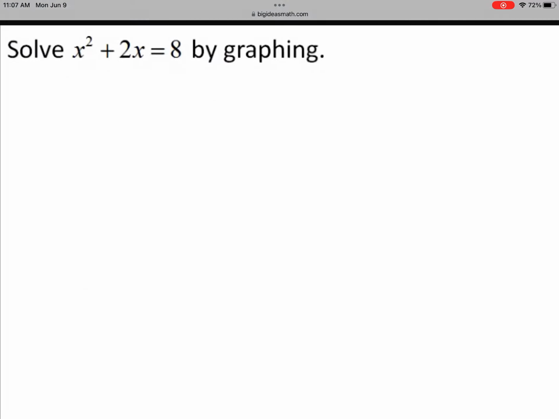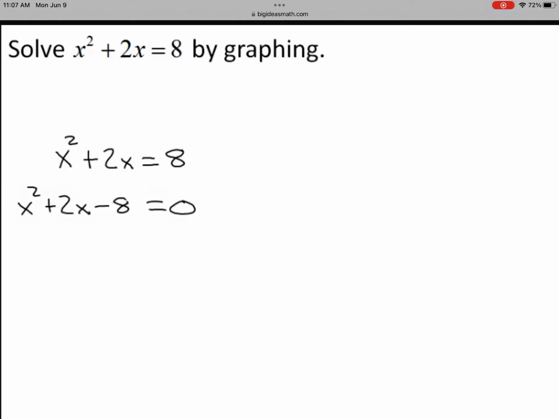Solve x squared plus 2x equals 8 by graphing. First write the equation in standard form. Begin by writing the original equation, x squared plus 2x equals 8. Then subtract 8 from each side of the equation to get x squared plus 2x minus 8 equals 0.